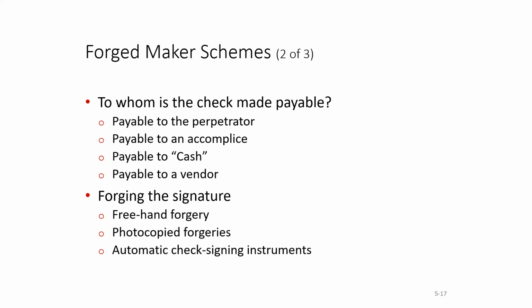And then finally, how do we forge the signature? So we can either freehand forgery, just writing our name like we generally would, having a photocopy of the authorized signer, having a check stamp from the authorized signer, maybe a computer generated signature. Any of these means could be used to add that forged signature onto the bottom of the check.